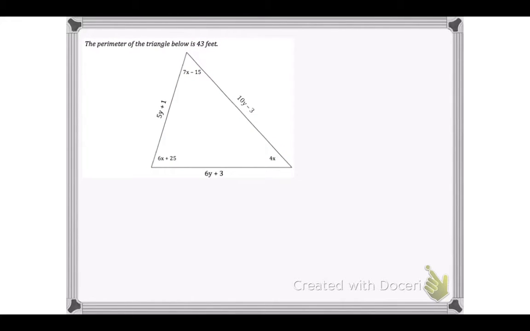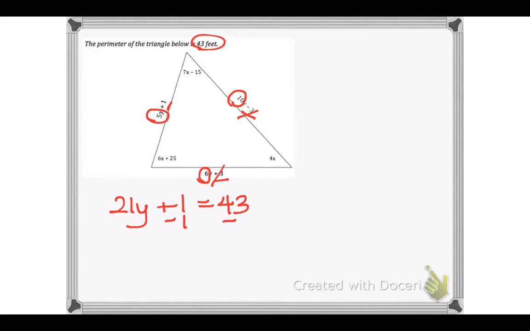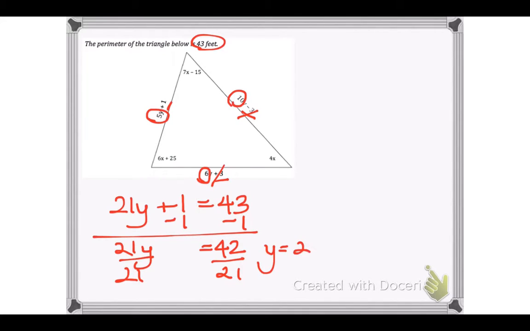When we add up those sides, we're going to add up the like terms. We have a 5y, a 10y, and a 6y, and that's going to make 21y. Then we're going to add up the integers. I know that the positive 3 and the negative 3 are going to cancel each other, so all I'm left with is positive 1, and that's going to equal the 43 feet, which is perimeter. When I solve it out, I get 21y equals 42, divide by 21, and you get y equals 2 feet, to be specific.